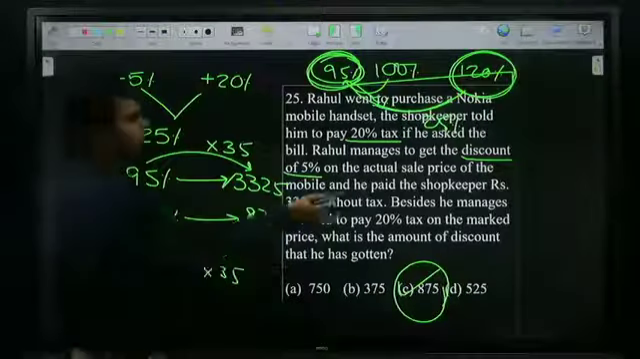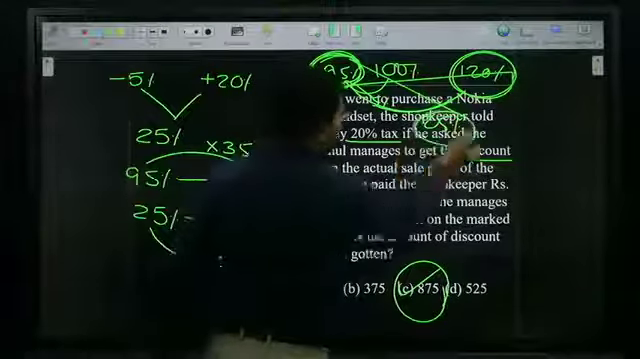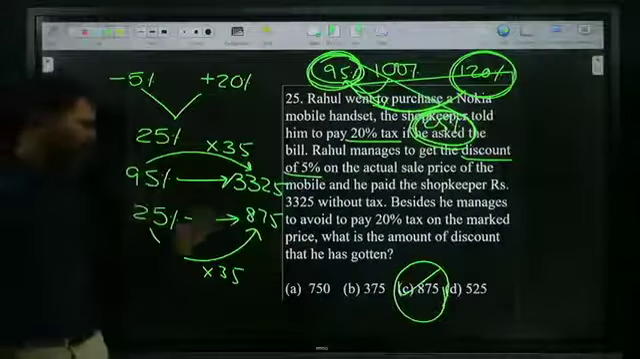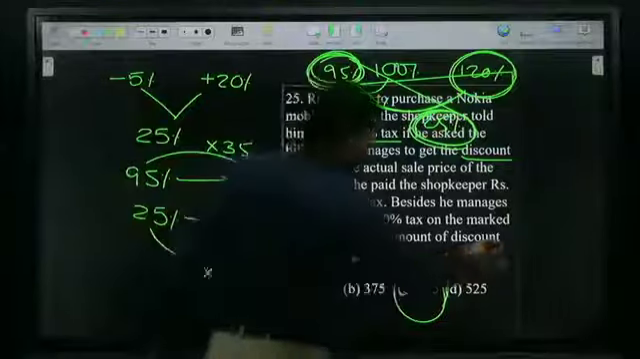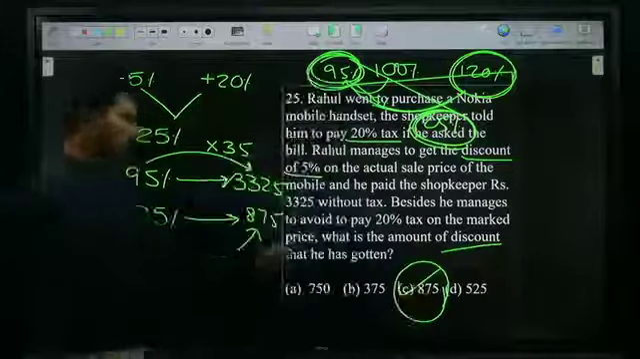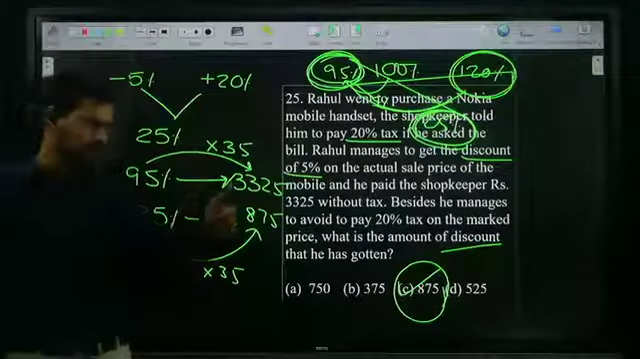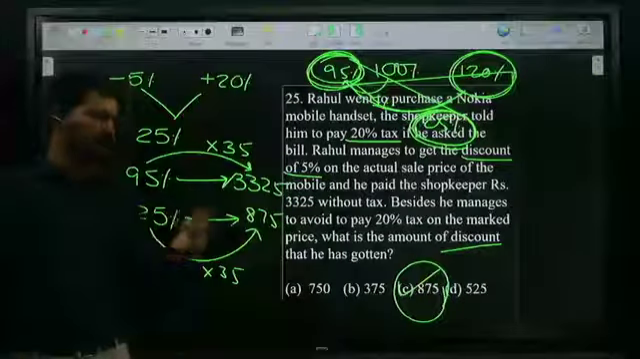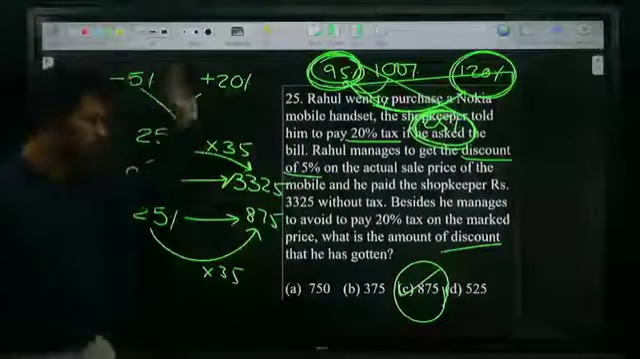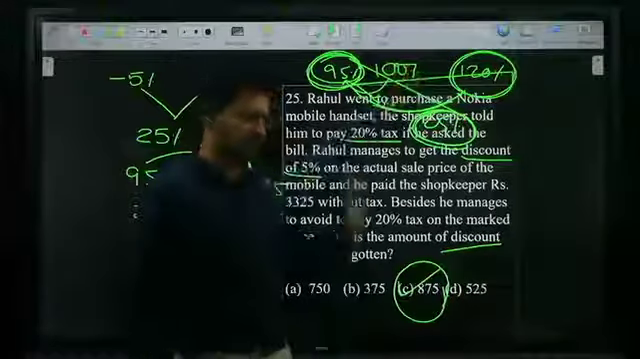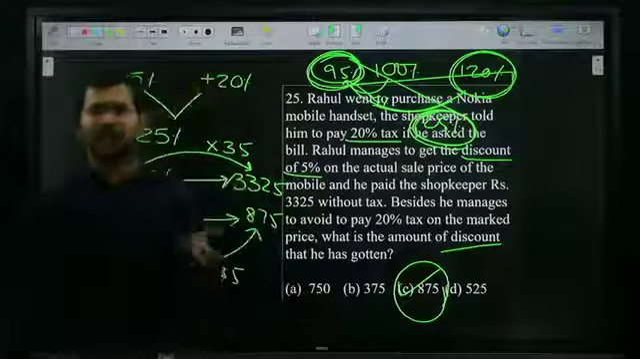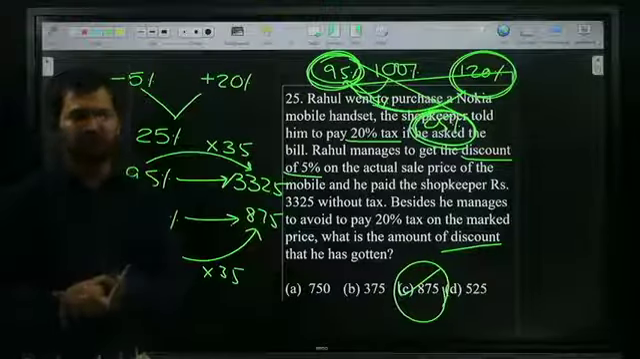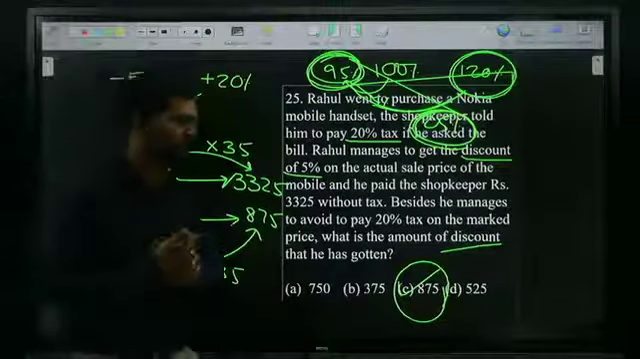Finally, how much percent discount did Rahul get? A 25% discount. So how much is 25%? They are asking what the amount of discount Rahul has gotten is. Rahul is thinking he needs a 5% discount, but the shop owner initially said 20% tax plus 100%, 120%. So finally, Rahul paid only 95%. The difference between both views is 25%. Finally, Rahul got a 25% discount.